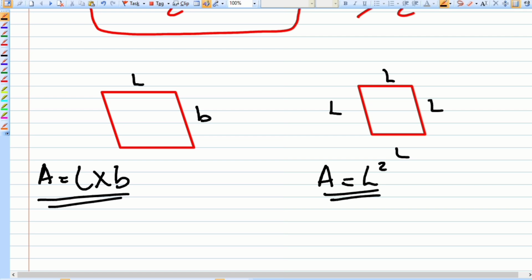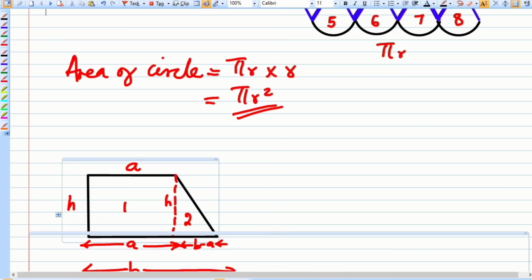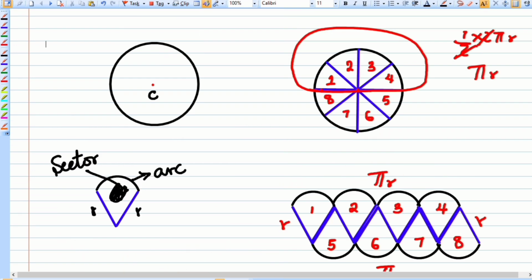So we've successfully derived most of the formulas for calculating the area of plane shapes, regular plane shapes.